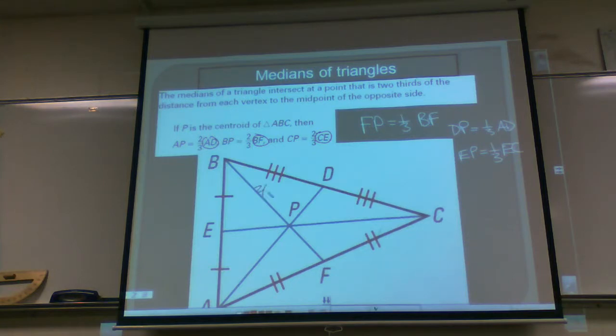Okay, so 2/3, 1/3. All right, and I'm just labeling them that way so you can visually see where they're at. And it's always of whatever median they're on. Like this one's EC, AD, and this one here is BF. Okay?